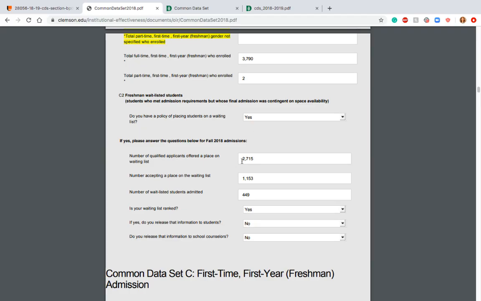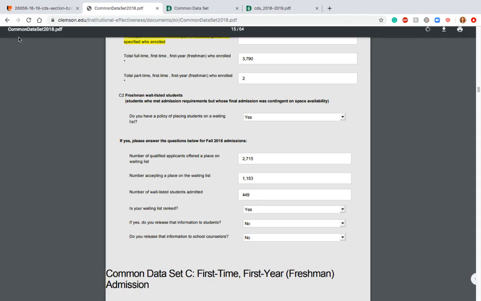Okay, how many people were offered a waitlist place? 2,700 students. How many said yes? 1,100. How many did they take off? 450 roughly. So they do rank their waitlist, so that's important to know. They also take people off of it. So if Clemson's your number one choice and you get a chance to go onto the waitlist, I would say you might as well go for it because they are taking people off.